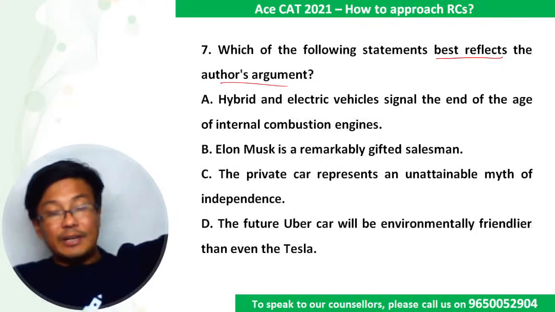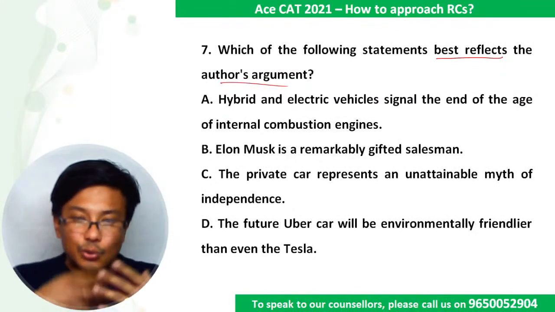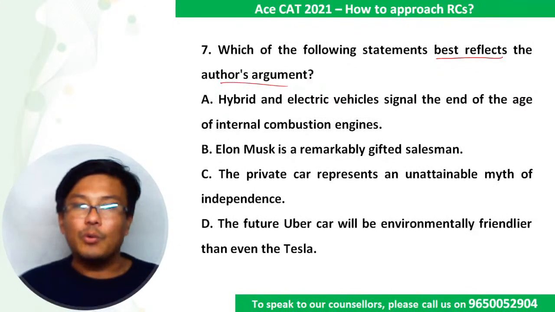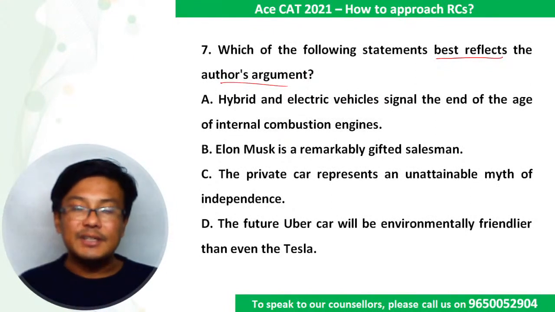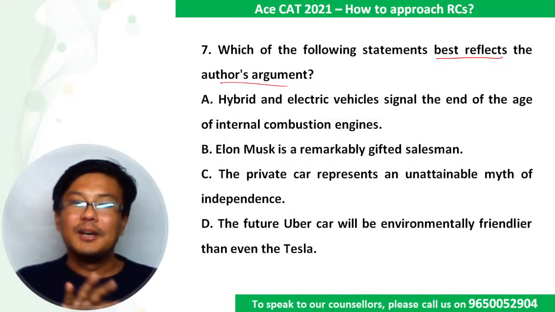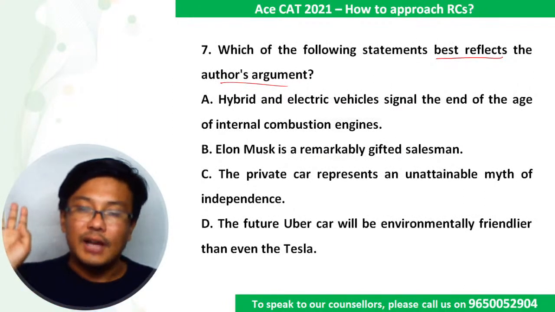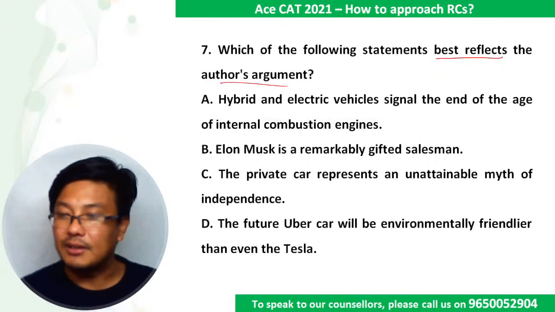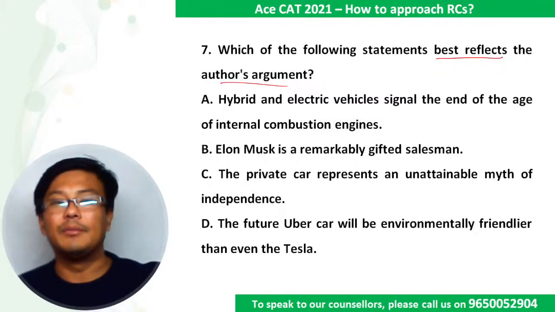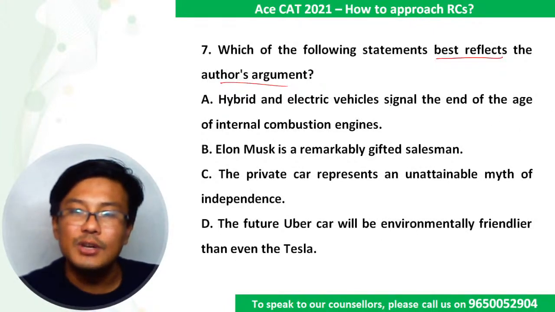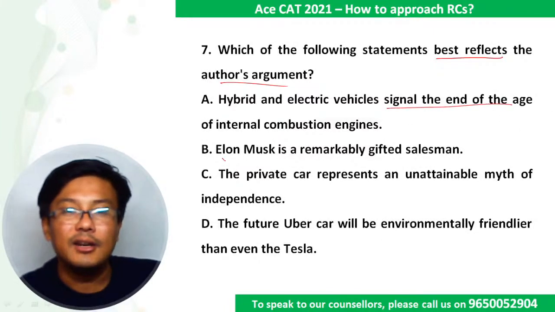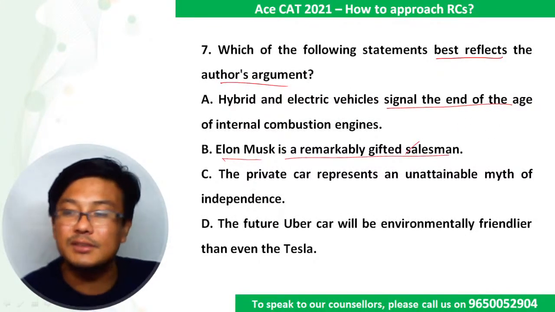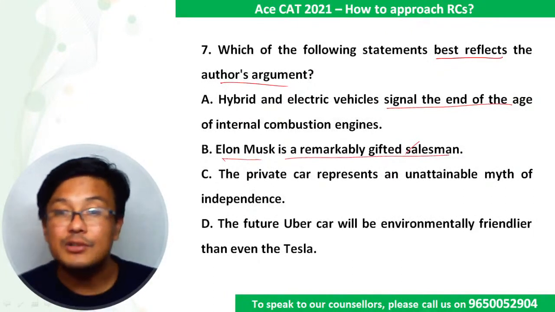He tells you this in the beginning, but he says that what is actually sold to us, what we are made to believe, is almost like we are running round and round. We want to be extremely self-independent when it comes to traveling, but eventually that leads us to having a certain system where we have to have something similar to public transport, right? So eliminate A, because this is too little of a scope. B, Elon Musk is a remarkably gifted salesman. It's only just one point. It is not the author's main argument. So B is not wrong, but it's not the author's main argument.